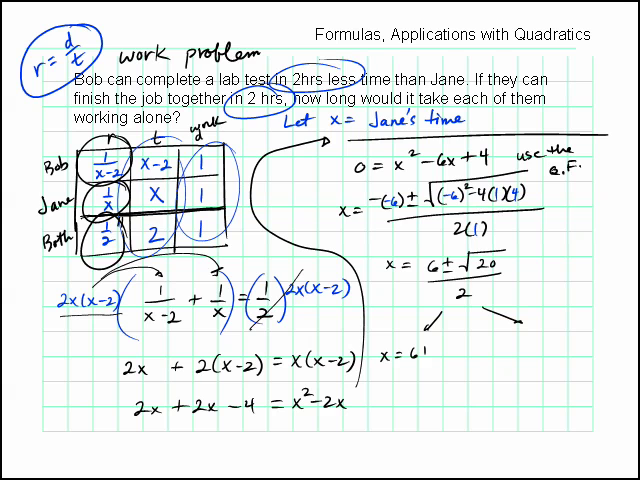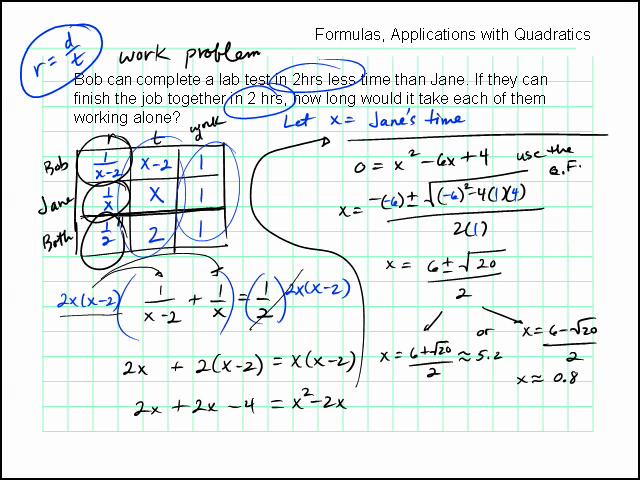If I use the plus sign, I get 6 plus the square root of 20 over 2. And if I type that into my calculator, I can get a decimal approximation. The calculator tells me that this is approximately 5.2. Or, if I use the minus sign, 6 minus the square root of 20, divided by 2, I get about 0.8.